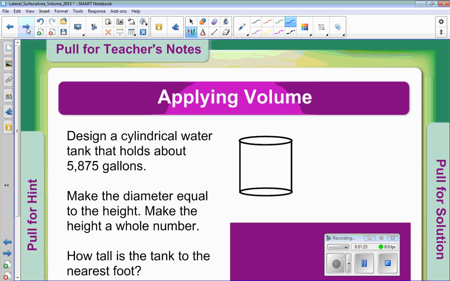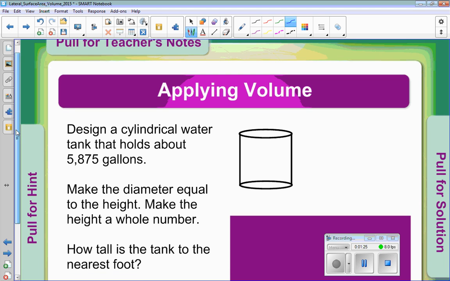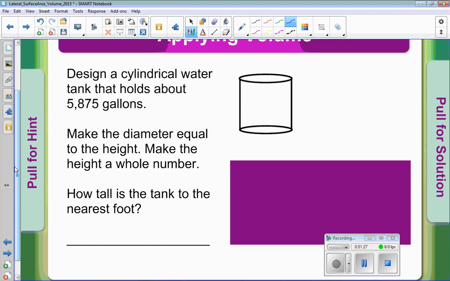All right. So we want to design a cylindrical water tank that holds approximately 5,875 gallons. So this is your job. I want you to design it. It could have a variety of heights and radiuses. It could be short and wide. It could be tall and thin. I just want it to hold that many gallons of water.